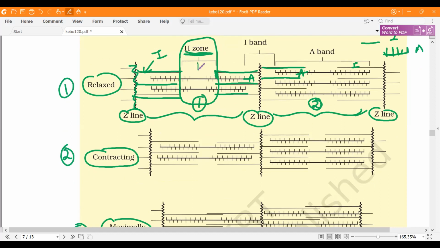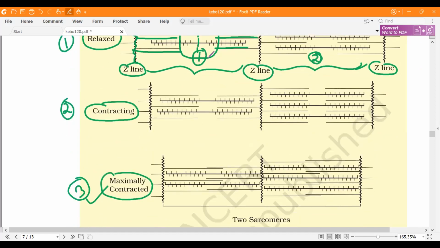What will be in the center of the H zone? The M line. So this is where the M line will be. Now there is contraction, but it is normal contraction, not maximal contraction.